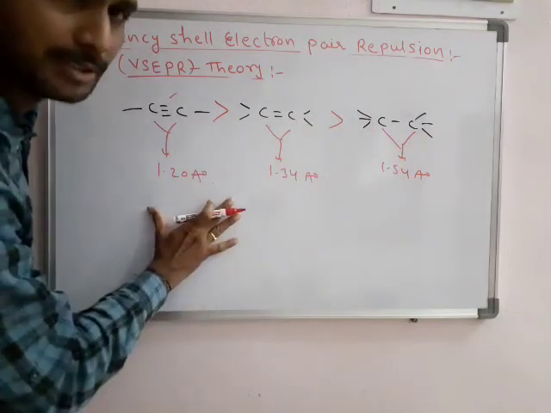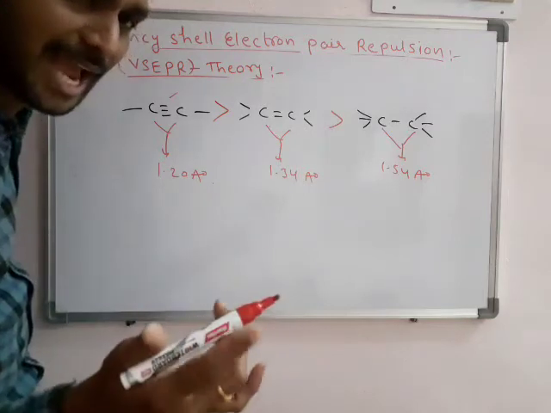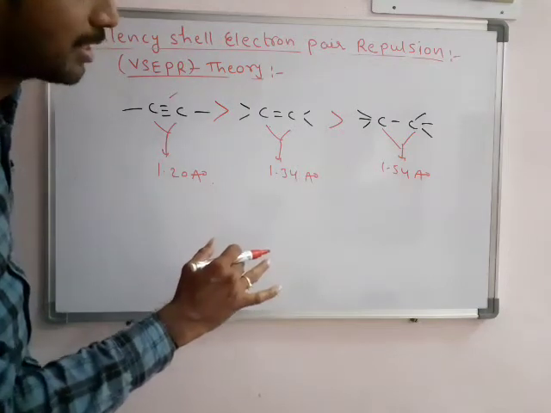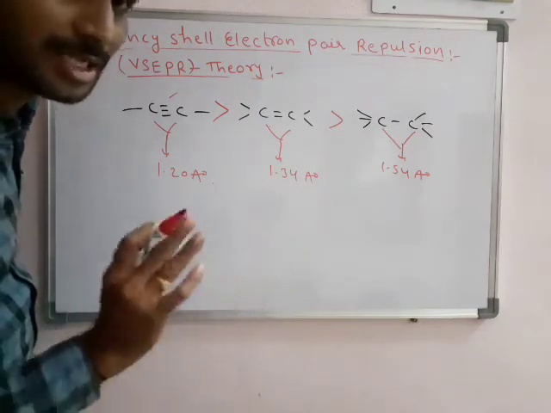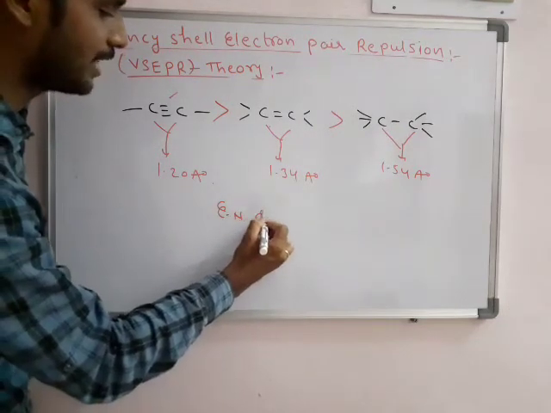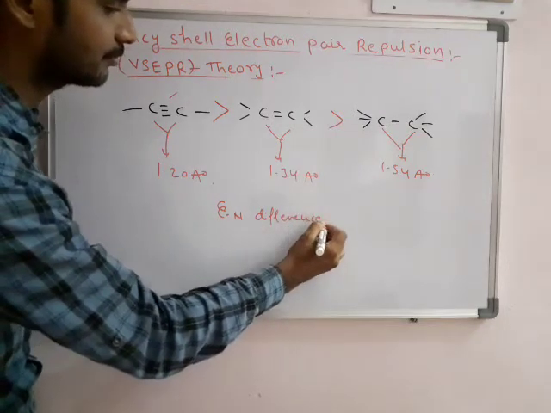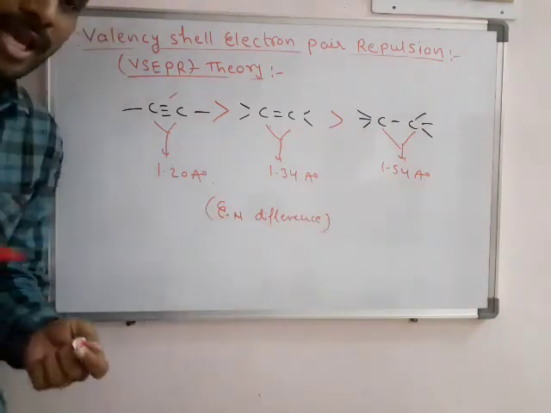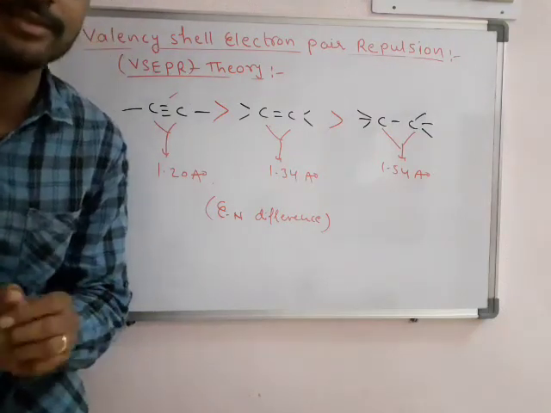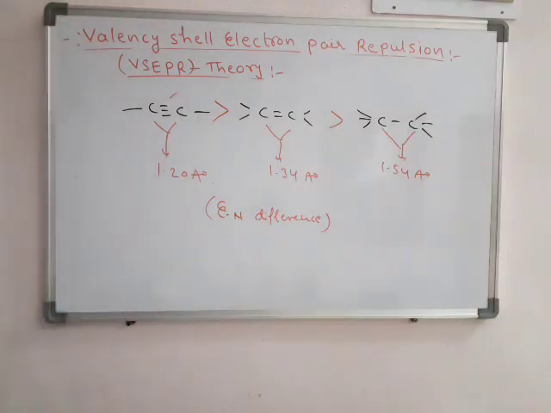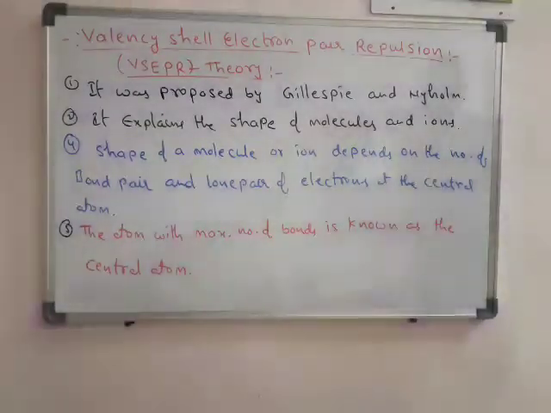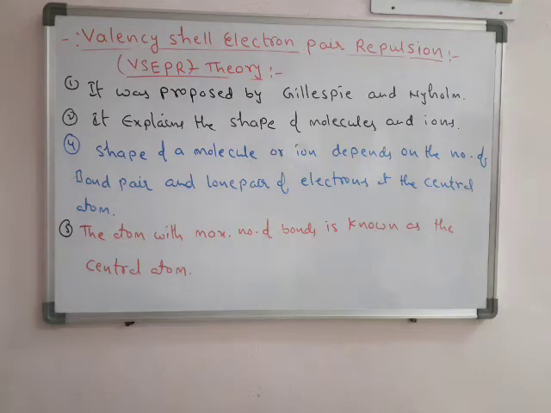This is an example with carbon, but it is not limited to carbon atoms. In any atoms, if three bonds are present, there is more repulsion compared to a double bond, and a double bond has more repulsion compared to a single bond. Okay, right. These repulsion forces also depend on electronegativity difference. Another factor is that they also depend on the electronegativity difference of the bonded atoms. So write the notes perfectly.